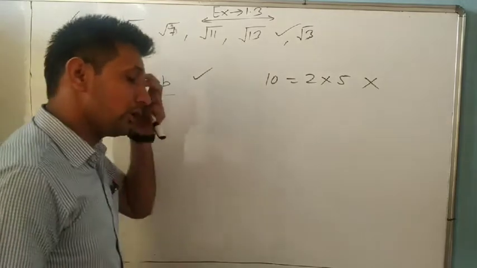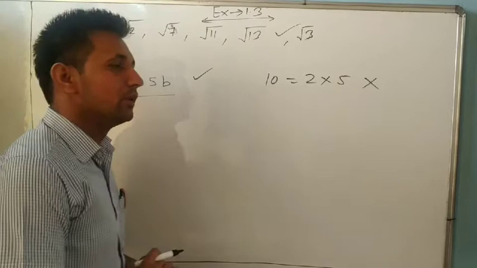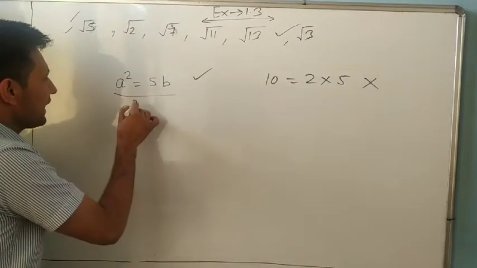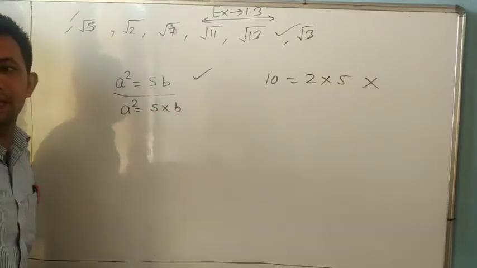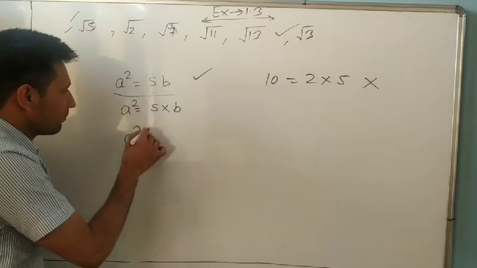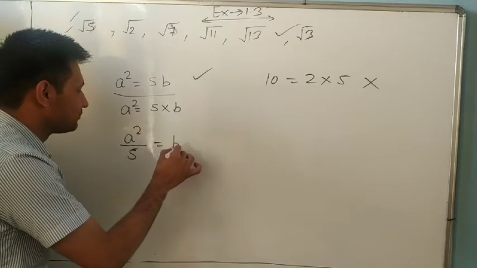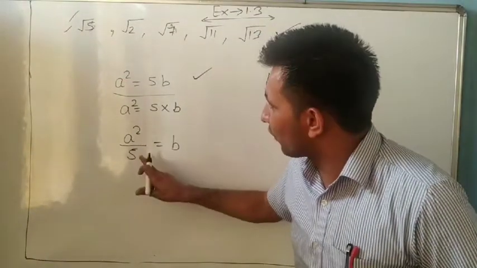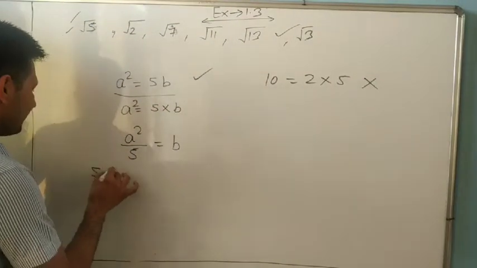A square equal to 5b. And I told you, here you can say that 5 divides a square. How will you say that? Look at a square equal to 5b. 5b means 5 multiply b. Here 5 is multiplied, so on the other side it becomes divide. A square divided by 5 equals b. And now can you say that 5 divides a square.